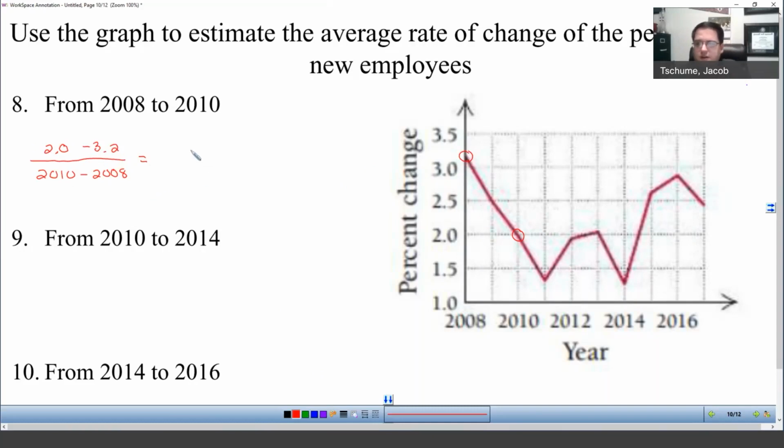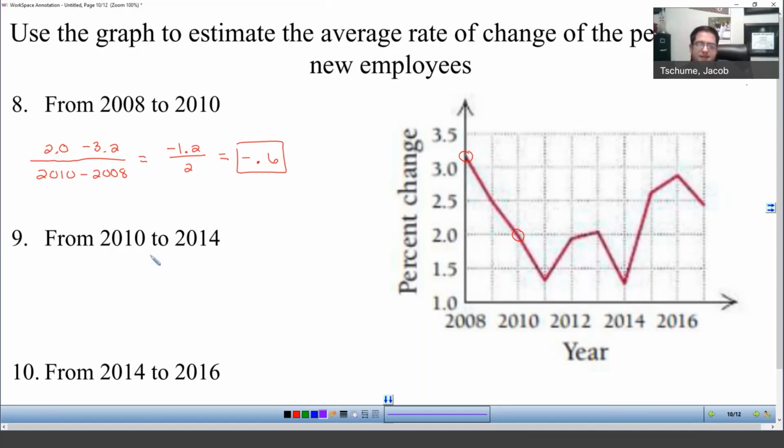So getting your calculator out, that should be negative 1.2 divided by 2, which is going to end up being negative 0.6. So when you look back at the graph, that kind of makes sense. It looks like your average rate of change was a negative 0.6 decrease, and that makes sense because your graph is going down between those 2 red circles.